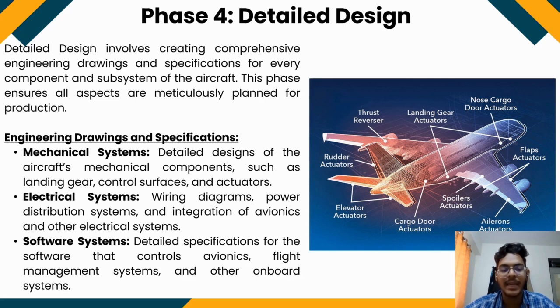Mechanical system, electrical system, software system. In mechanical system, aircraft mechanical components such as landing gear, control surfaces, and actuators will be recorded. In electrical systems, wiring diagrams, power distribution systems, and integration of avionics and other electrical systems will be taken care of. In software system, detailed specification of the controlled avionics, flight management system, and other onboard systems will be taken care of.